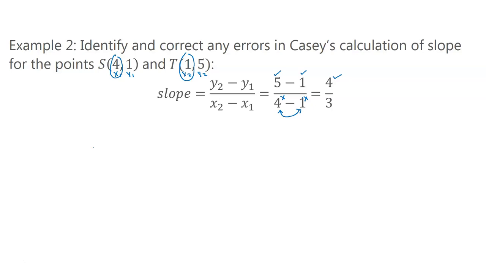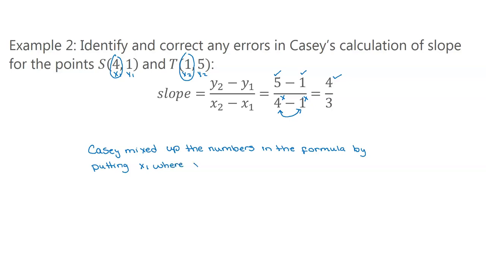So let's make that note now, that Casey mixed up the numbers in the formula, by putting x1 where x2 should be, and vice versa. So that is an easy fix. Let us now write the correct solution.